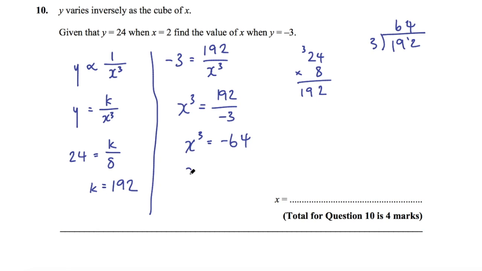And then we need to take the cube root of minus 64, and 4 times 4 times 4 is 64, so x must equal minus 4. Whenever you're taking the cube root of a negative, the answer will always be a negative, because think about it this way: minus 4 times minus 4 times minus 4, that's going to be 2 negatives make a positive, but then you have another negative on the end there, so that's going to make negative 64.